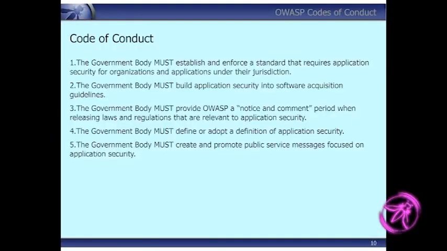So for government bodies, we've got quite a few things. We're saying requiring application security, build application security into software acquisition guidelines. Number 3 is quite aspirational really, providing OWASP with notice and comment when there's legislation and regulations possibly coming out with regard to application security. We try to do this a bit with things like responding to draft NIST documents and so on, but normally it's public comment periods, so we've got to try and look out for them and respond.